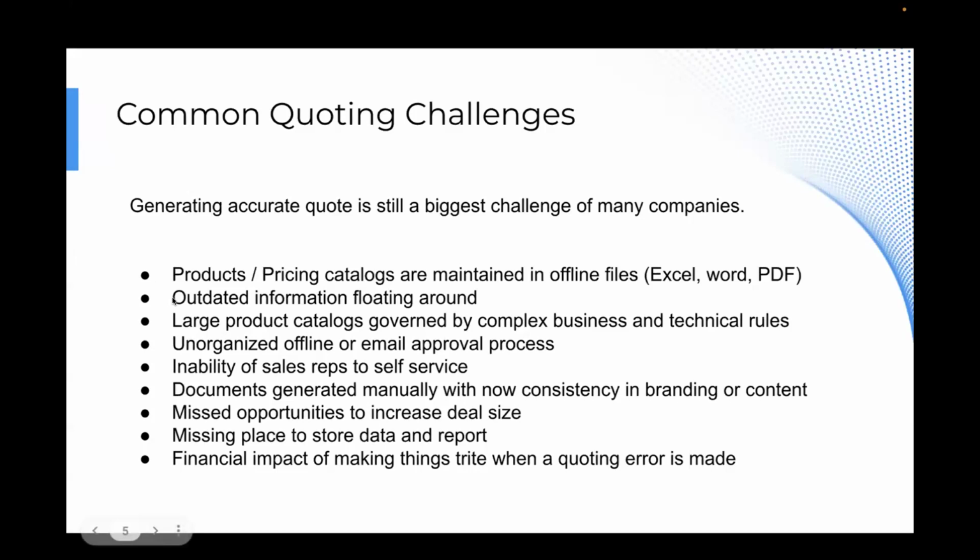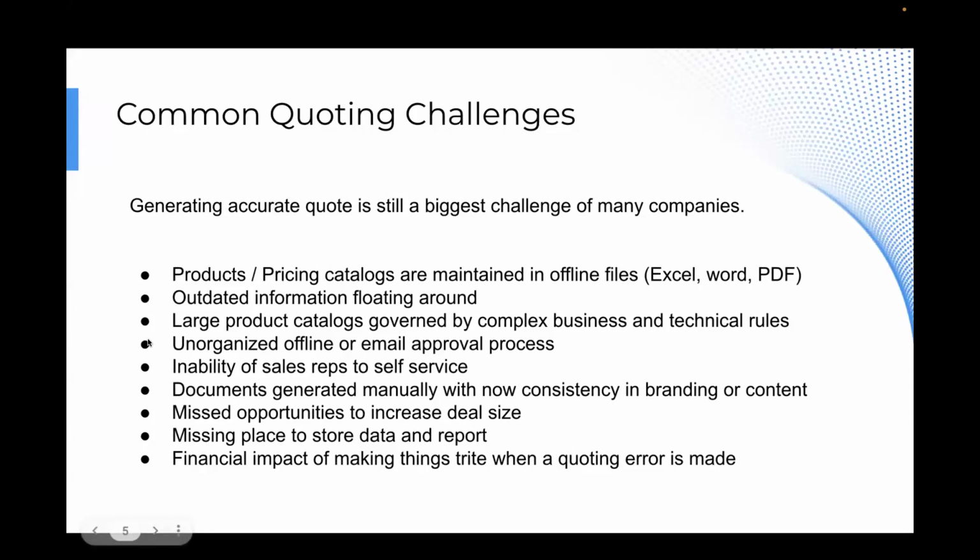Then a second big problem is outdated information floating around. What I mean is, let's suppose there is a pricing change, or a product that is out of inventory, but we are maintaining 10 offline files, and among those we were only able to update 8 files. So the remaining 2 files would still have outdated information. And if someone creates a code using those 2 files, there is a chance they can add a wrong product or an invalid product to the code.